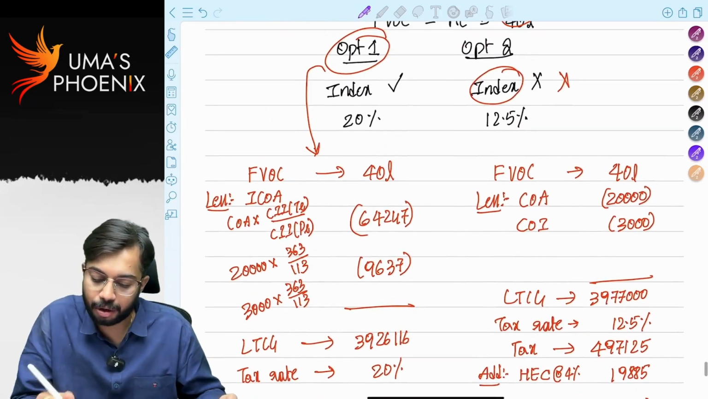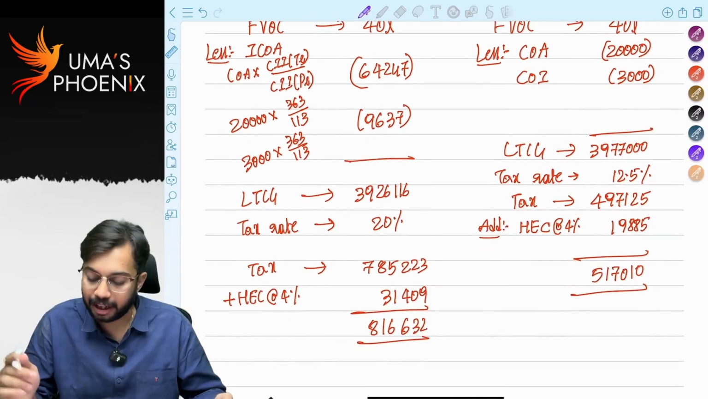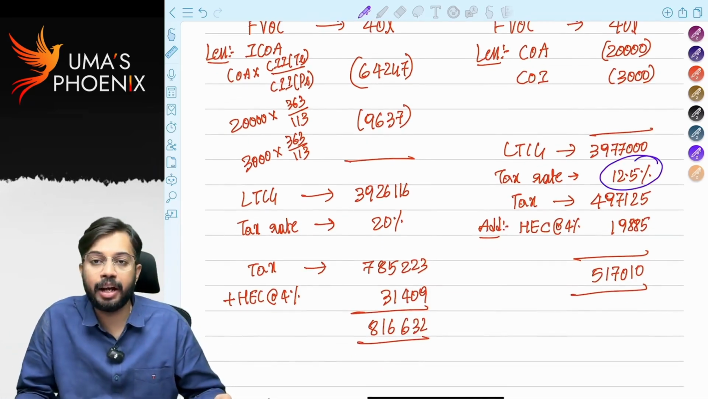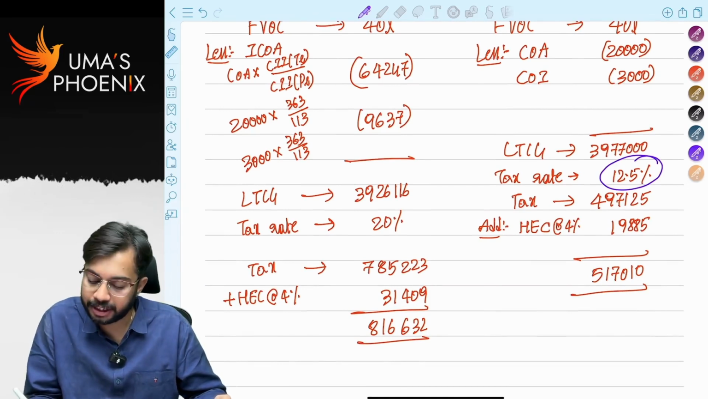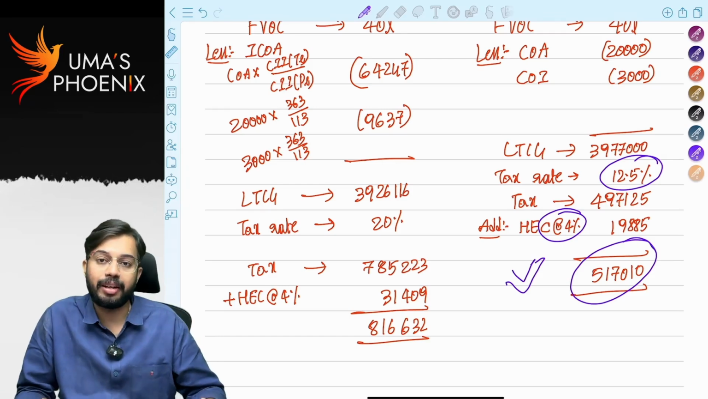So where is tax liability lower? Tax liability is lower under option 2. So I will not claim indexation benefit. Instead, I will pay tax at the rate of 12.5% plus HEC at the rate of 4% because here the tax is lower. Is it clear?